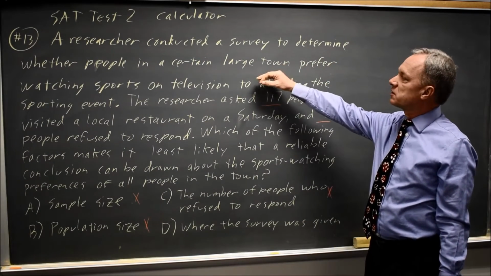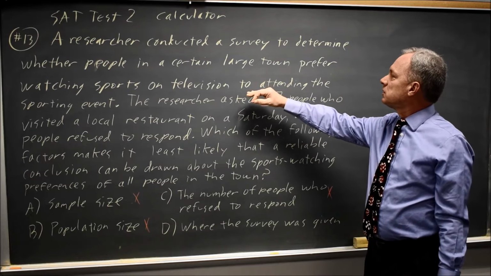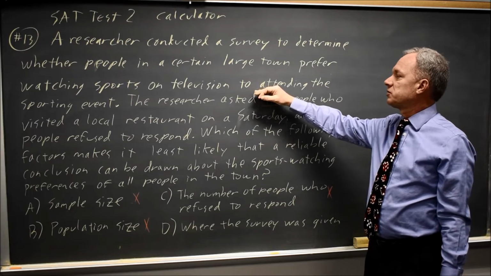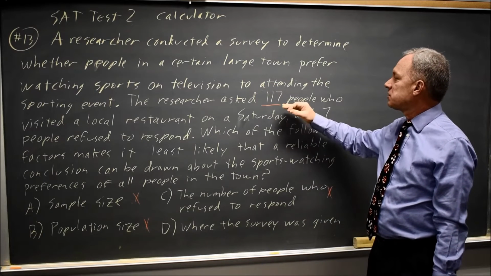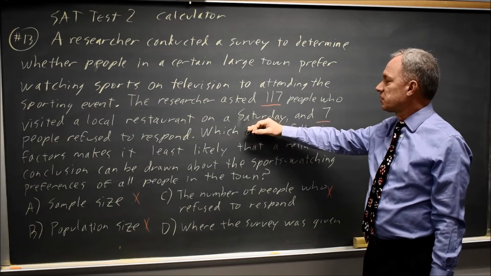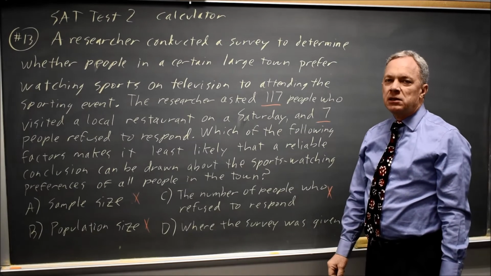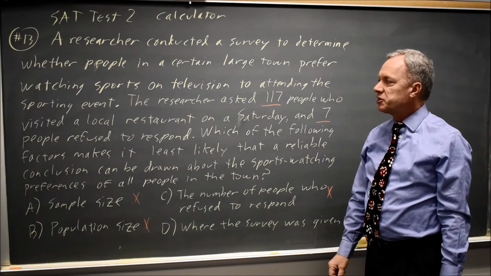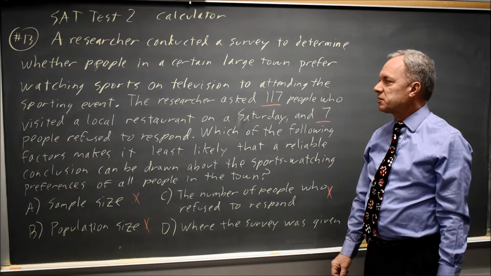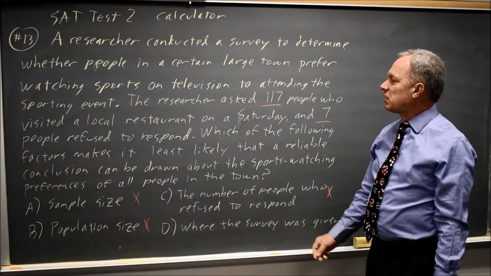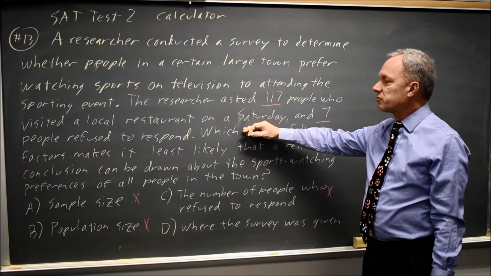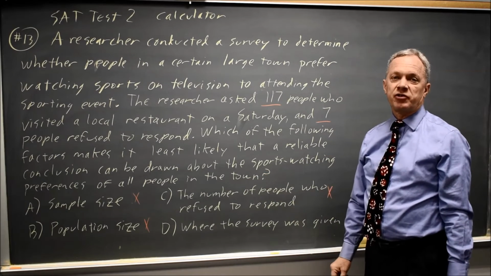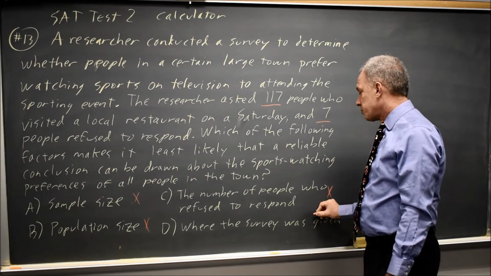The researcher conducted the survey to find whether people in a large town prefer watching sports on television to attending the sporting events. They asked 117 people who visited a local restaurant on a Saturday. For a survey to be valid, it should be representative of the population you're trying to draw conclusions about. It's not obvious that people who visit this particular restaurant on a Saturday are representative of all the people in town. In fact, it's very unlikely that they would be representative.